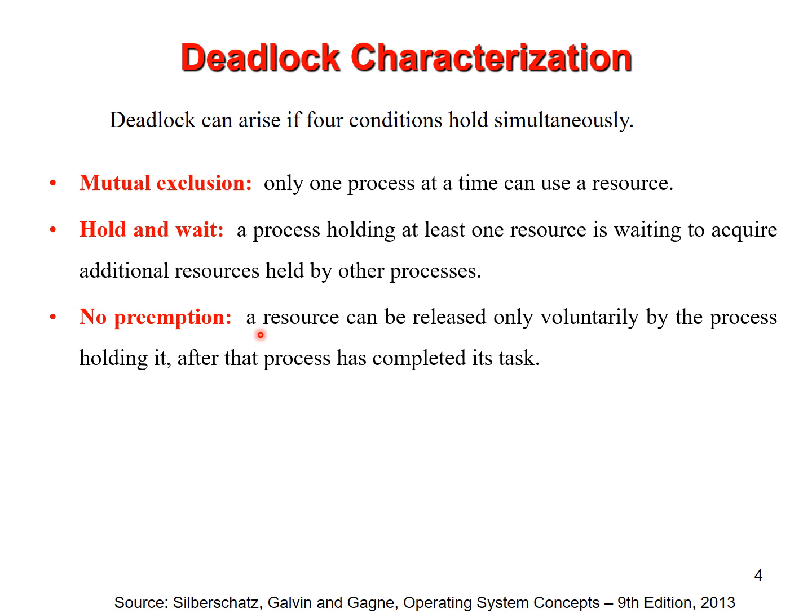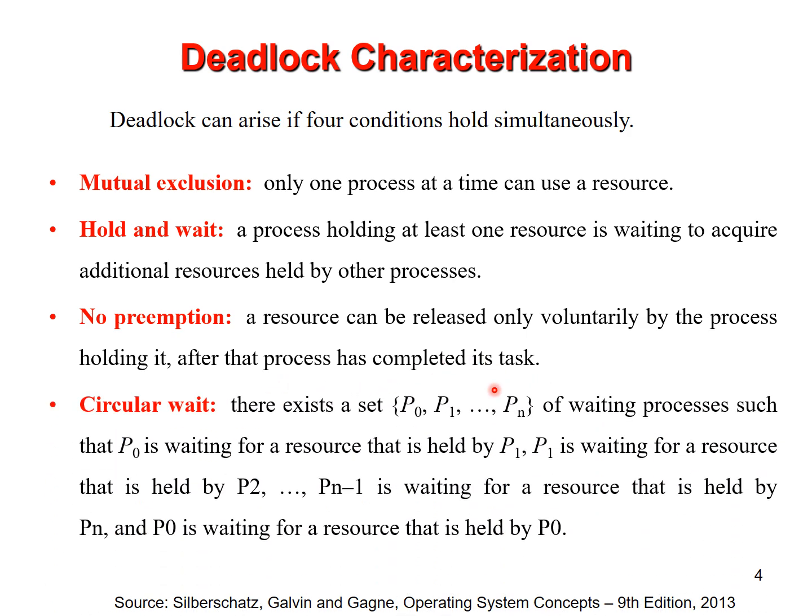No preemption. A resource can be released only voluntarily by the process holding it, after that process has completed its task. Circular wait. There exists a set of processes where P0 is waiting for a resource held by P1, P1 is waiting for a resource held by P2, and P2, for example, is waiting for a resource which is held by P0 again. So that's the circular wait condition.